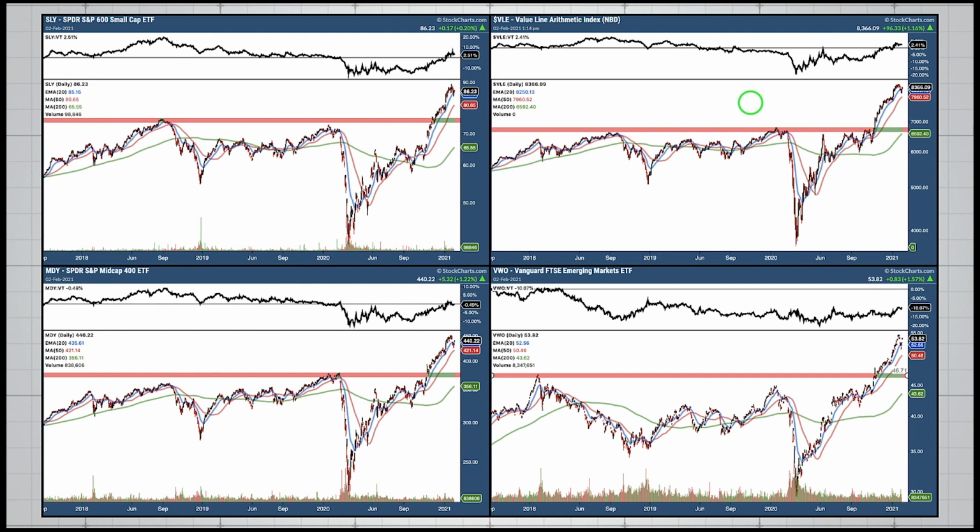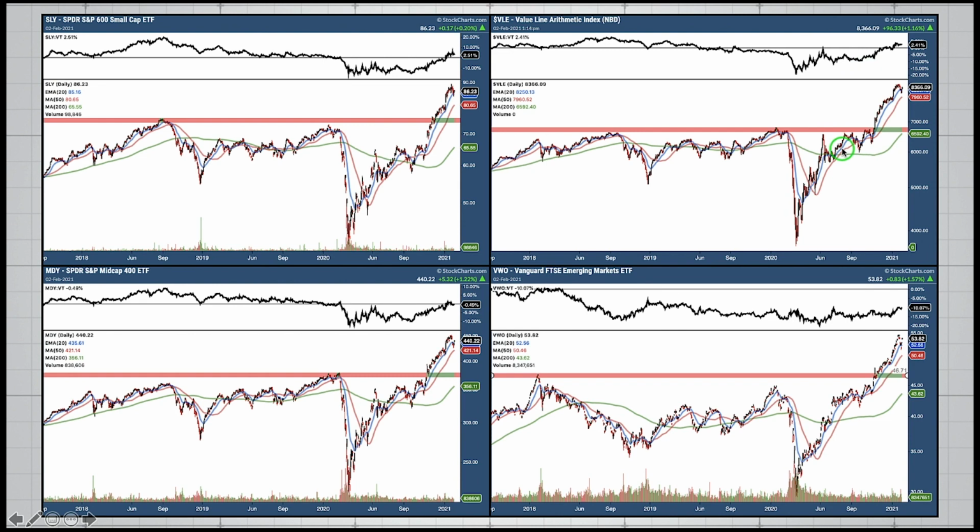The average stock, obviously, smaller than that large cap group that we've seen so much leadership out of the last couple of years. So again, when I'm seeing the average stock pushing out to new highs, breaking out specifically from such a long range like this, that is an incredible sign of strength.